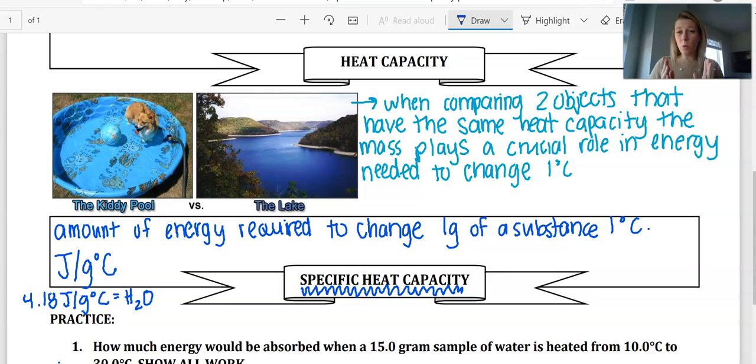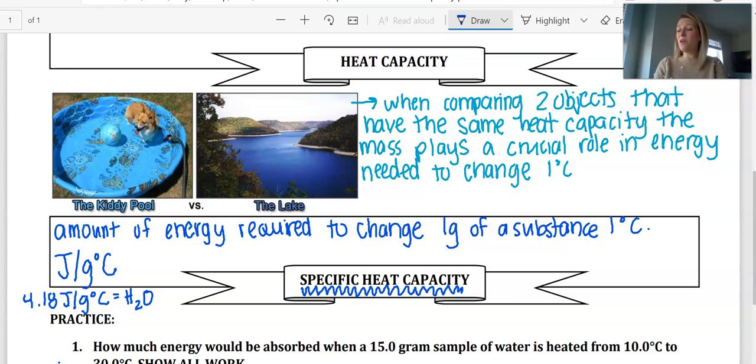Now, with water, I don't know if you've noticed this, but when I'm starving and all I want is a nice bowl of pasta and I put that water on to boil, it takes forever, okay? And that's because of that very high specific heat capacity. That water has to absorb a lot of energy in order to start to change temperature.